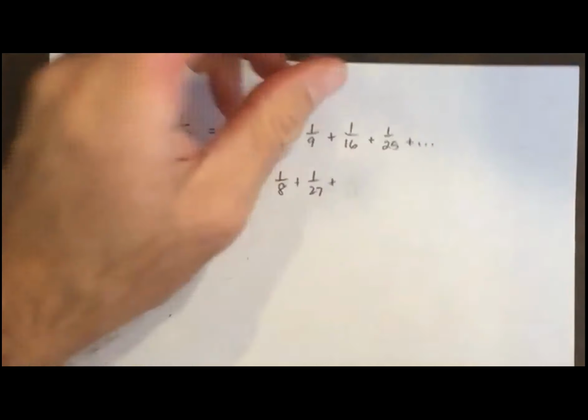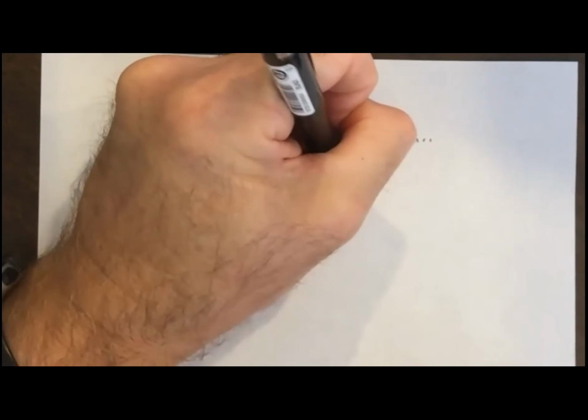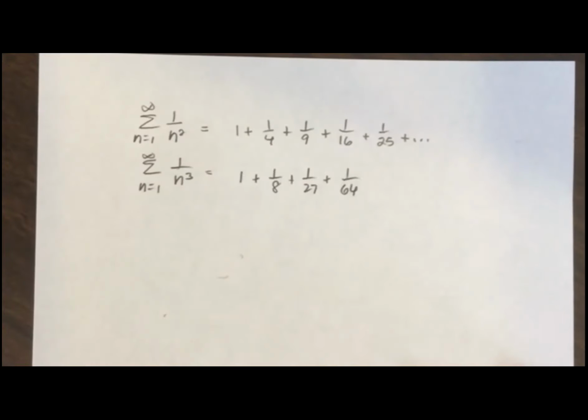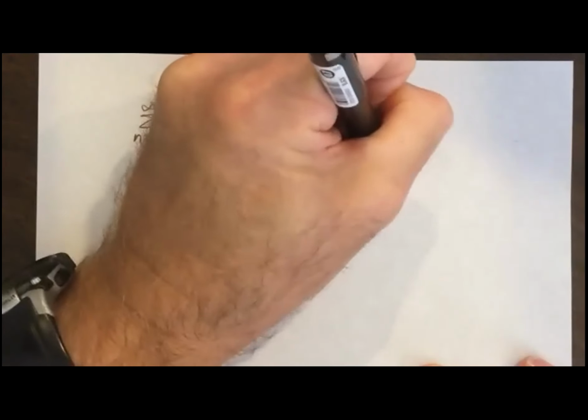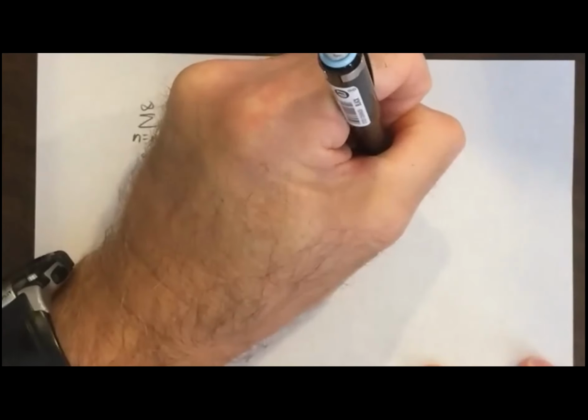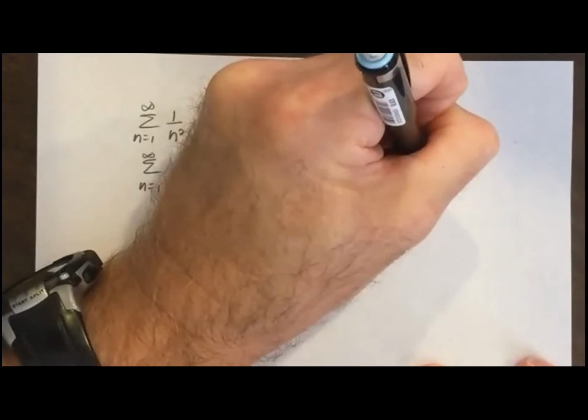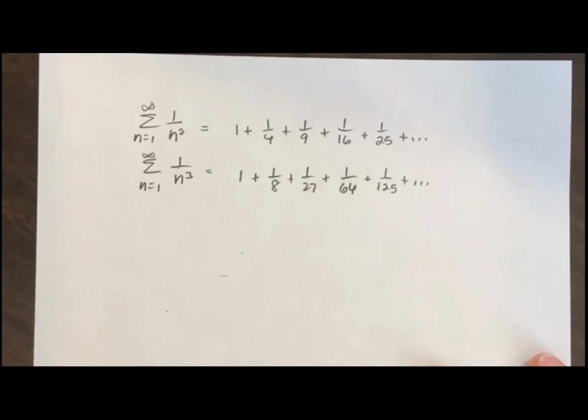256 maybe? Wait, 64 maybe? 4 cubed? Am I in the right place? 64, I think. 4 cubed. Yeah. 5 cubed, 125. I better stop now because I need a calculator.